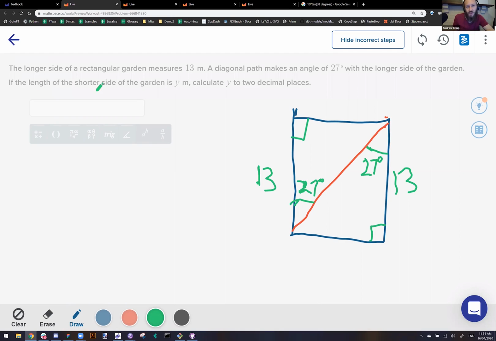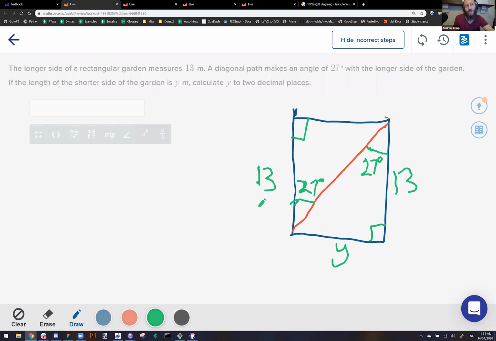If the length of the shorter side of the garden is y, calculate y. So this is y, the shorter side of the garden. So what I'm going to do first is, what part of this diagram don't I need? Well, I can either pick the top triangle or the bottom triangle to care about. And because I've already written the y here, I'm just not going to care about this top part.